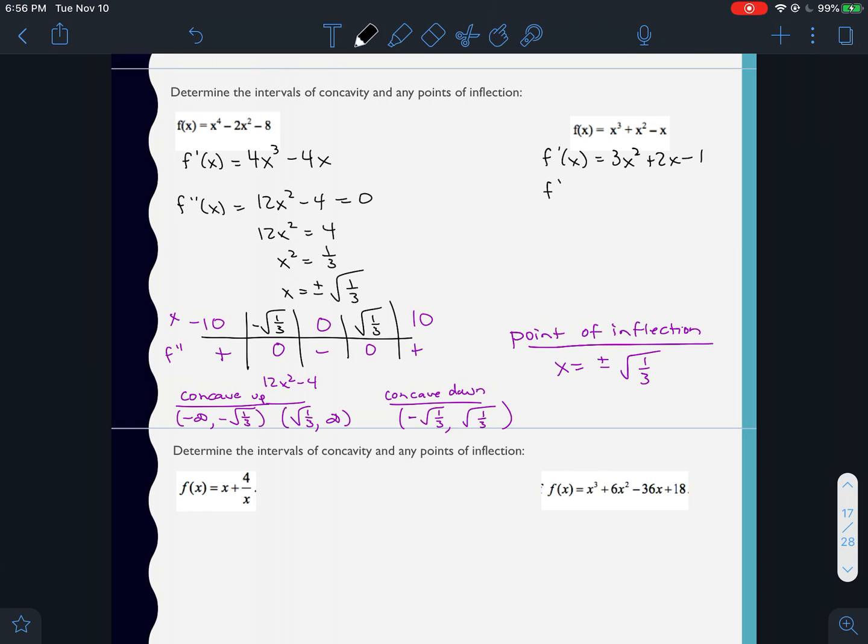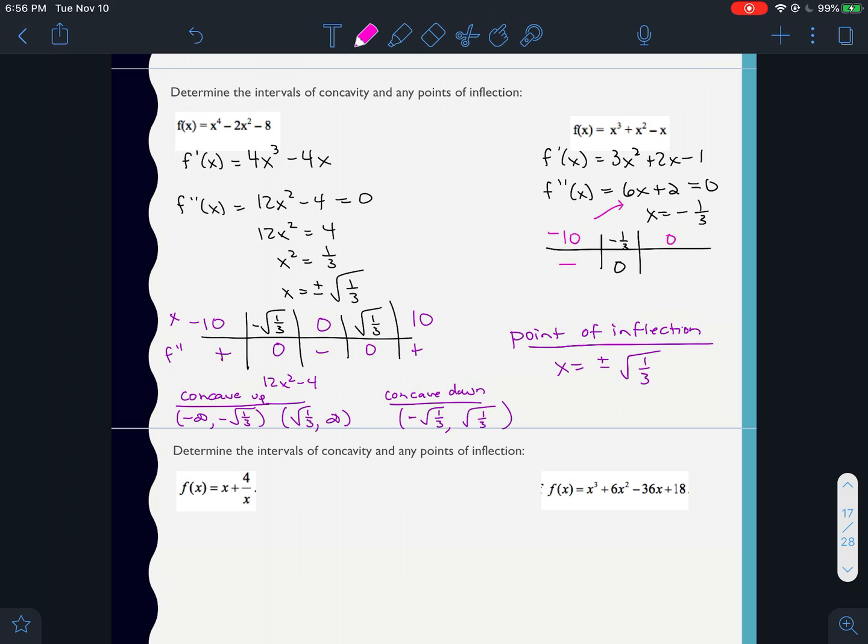All right, let's go ahead and look at the second one. So find the first derivative. The first derivative is 3x squared plus 2x minus 1. Then find the second derivative. The second derivative is 6x plus 2. And we want to know where that's equal to 0. Well, that's going to equal 0 at negative 1/3. Make a sign chart. That'd be 0.